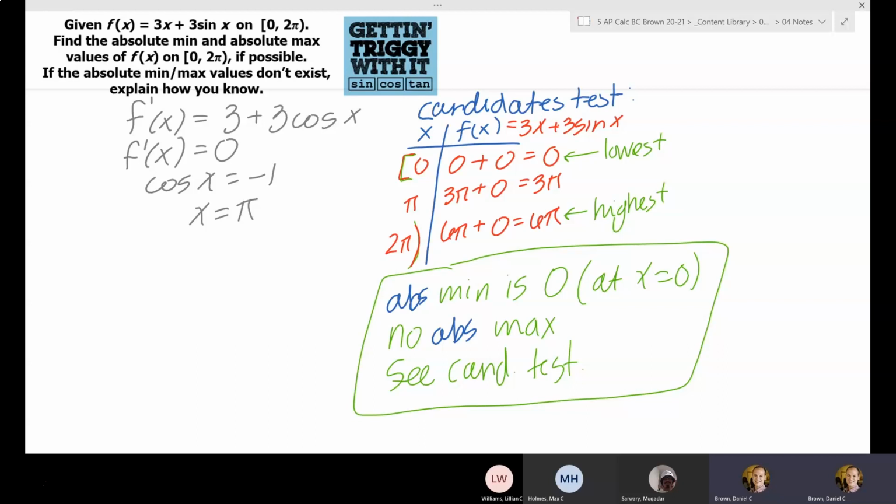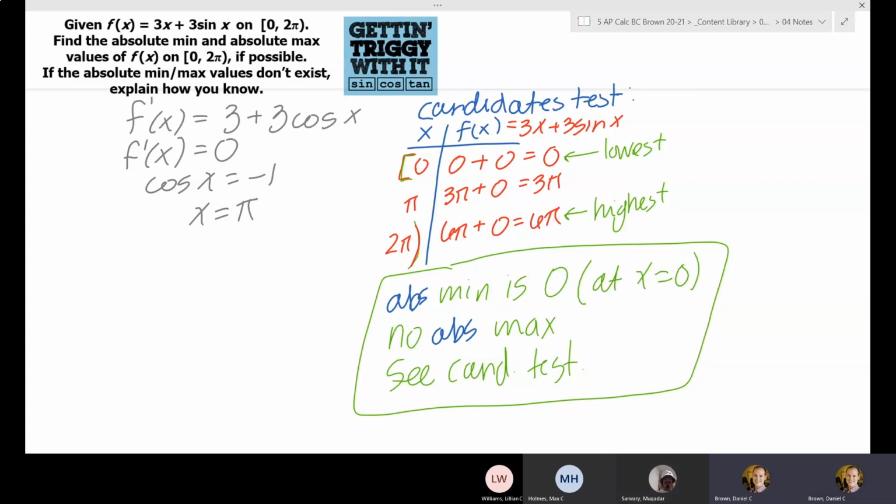If you did not have a candidates test, you would need to have a sign chart, and you would have to say something like the derivative is negative to the right of 0, and then you have to evaluate it and show that it would be the absolute part. Like, it's just easier, trust me, to show the candidates test.